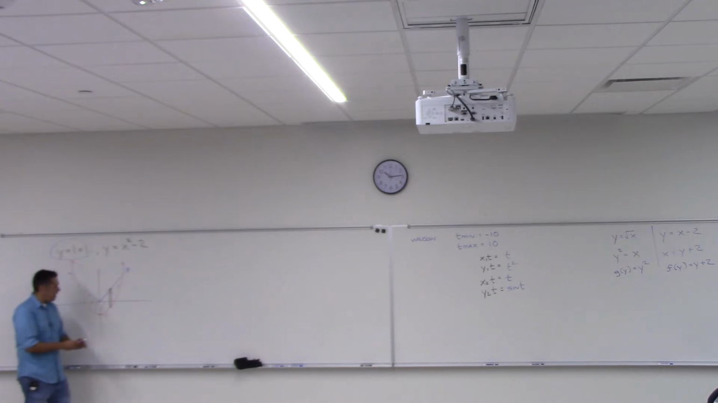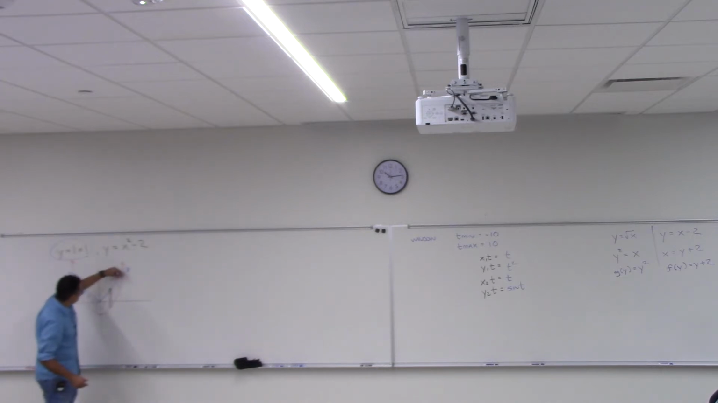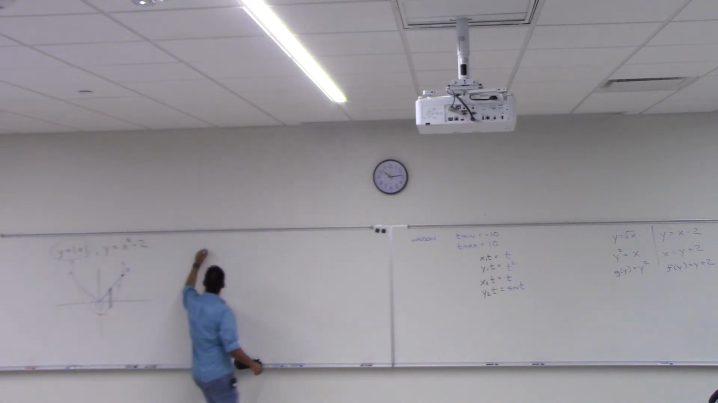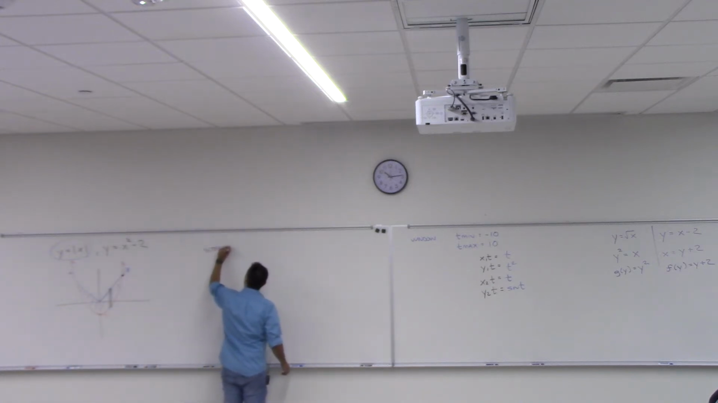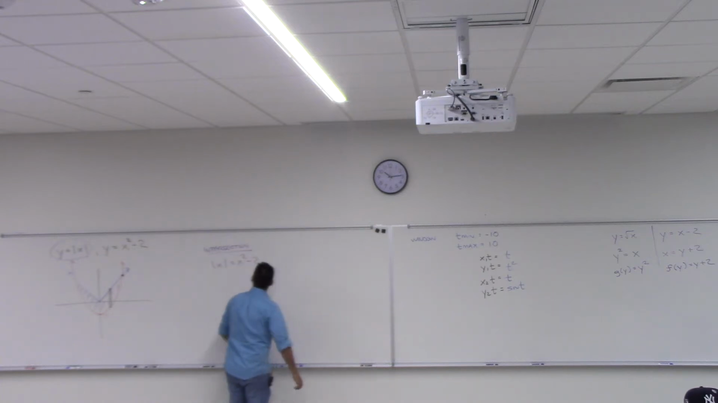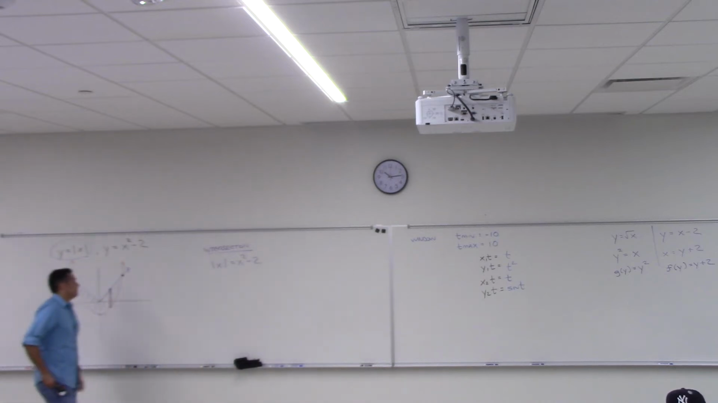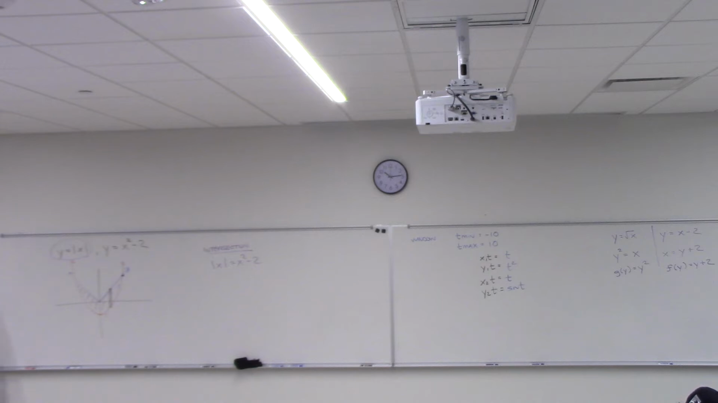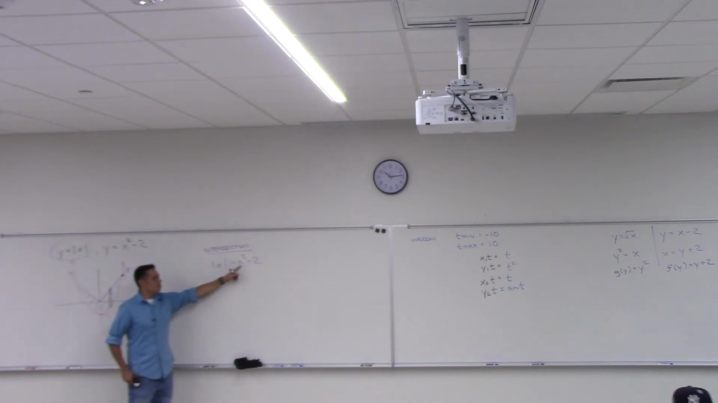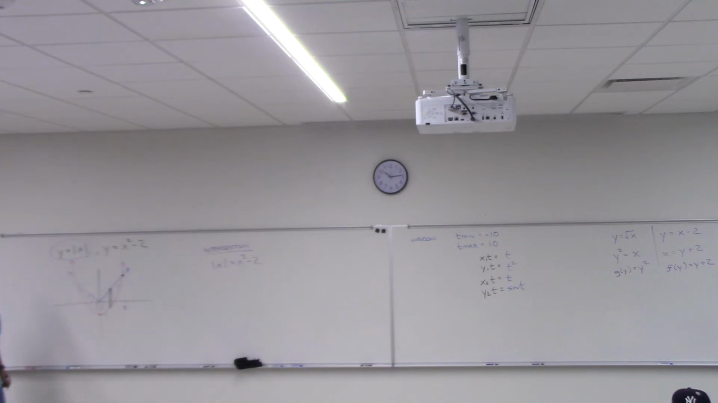That seems simple. Let's find the intersection. Where do these hit each other? Can we do that by inspection, or do we need to solve? Let's see where they intersect. Where does the absolute value of x equal x squared minus 2? I think 2 works, right? 2 and negative 2 work. If you do 2 here, 2 squared is 4, 4 minus 2 is 2, absolute value 2. So by inspection, I can see that, right?